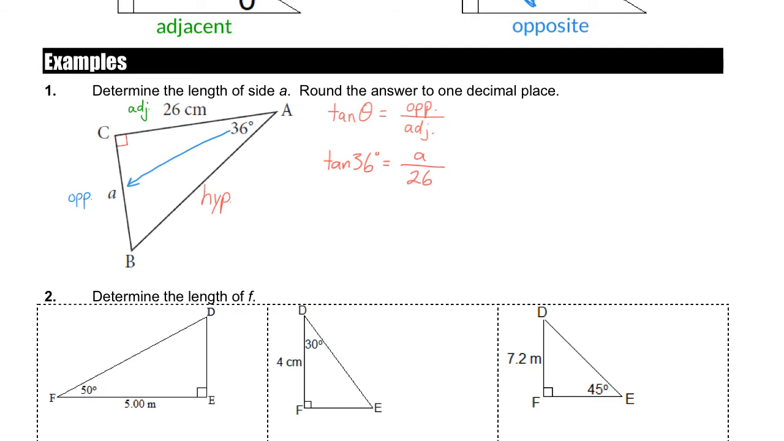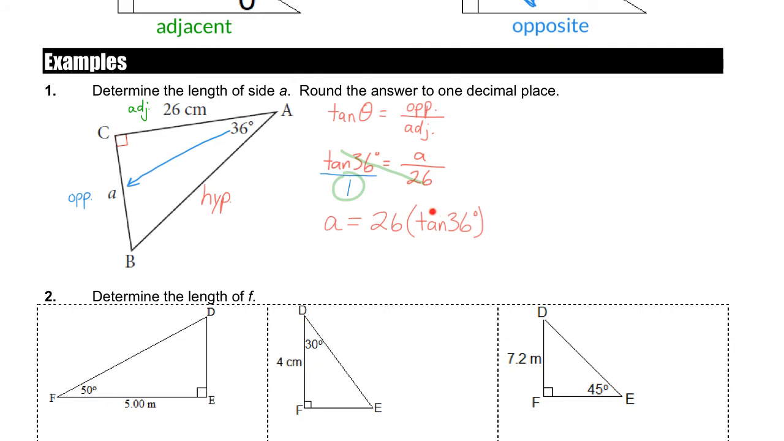What do I mean? Well, tan 36 is a number, and anytime you have a number, you can write it as a fraction over 1. So now I have a proportion like I saw a couple lessons ago. To solve for A, I can just cross multiply and divide. So I'll go 26 times tan 36 and divide by 1. If you're keen, you'll realize if you divide by 1, it's unchanged. So really, you just have to do 26 times tan 36, and then you'll get your answer for A.